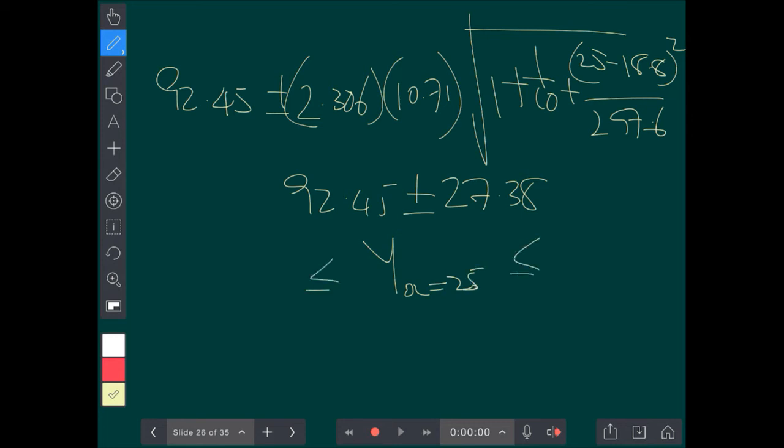lies somewhere between 65.07% and 119.83%. So in case you wonder why this interval is so much wider, it's so much wider because I'm predicting an actual value. Right?